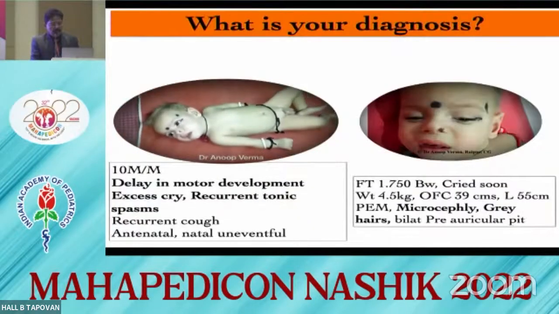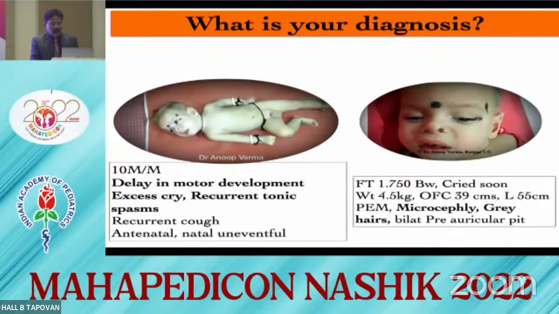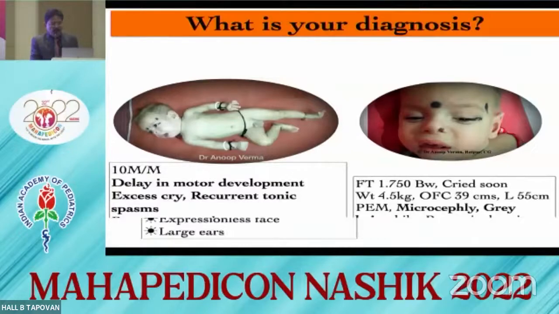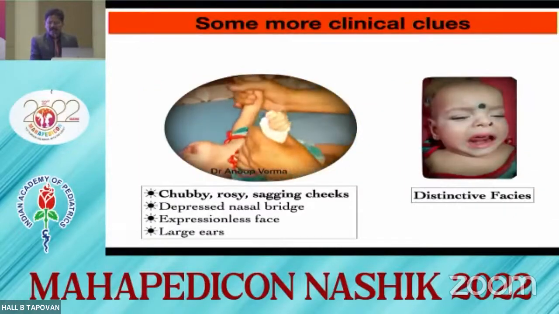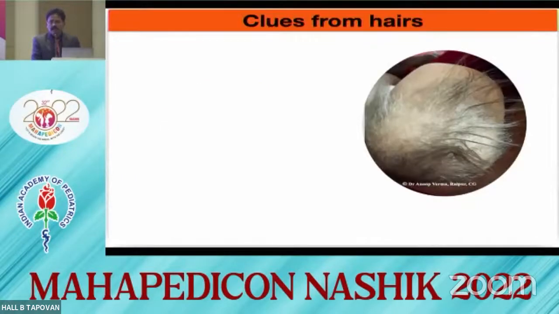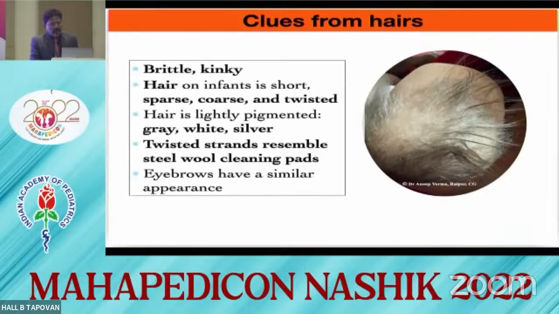Another patient who has delayed motor milestones, excessive cry, microcephaly, and gray hairs. The hair was very classical and attracted our attention, along with the distinct face: you are seeing the chubby, rosy, sagging cheeks, depressed nose bridge, and large ears. And this is the hair, which is very, very classical. Don't miss this type of hair, which is very brittle and kinky in nature. Sparse, coarse, twisted.